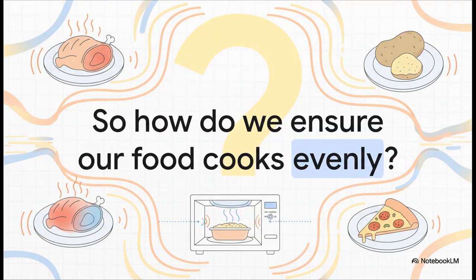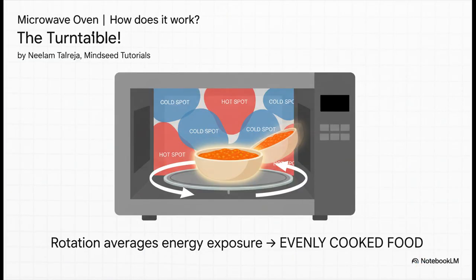Okay, so if the energy inside is so uneven, how in the world do we get our food to cook all the way through without some parts being frozen and others being burnt to a crisp? The solution is so simple and brilliant, we don't even think about it. The turntable. That little rotating plate is a genius fix. By constantly moving the food around, it makes sure every part of your meal gets a trip through all the hot spots and the cold spots, averaging out the cooking energy for a perfectly even result.